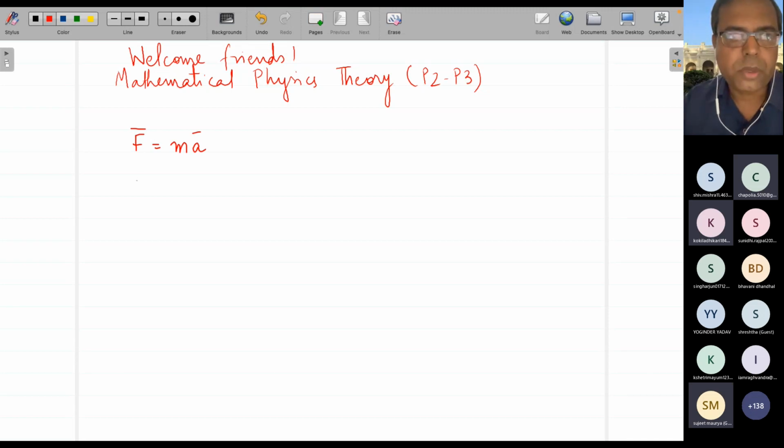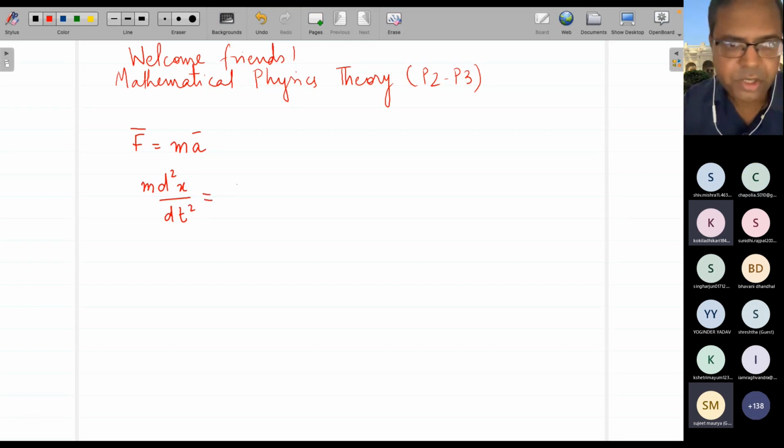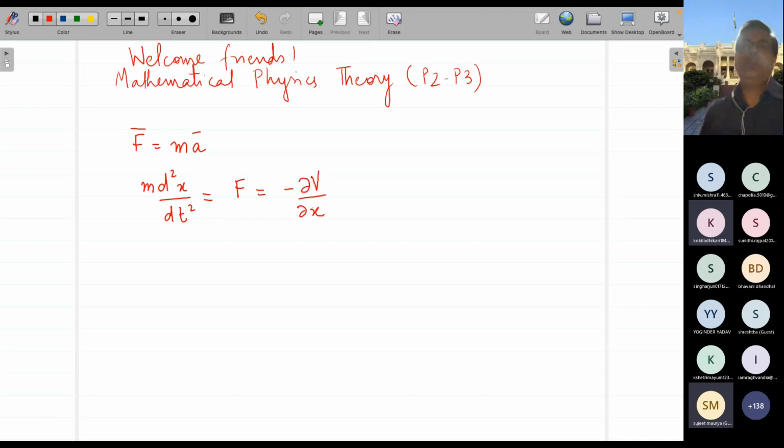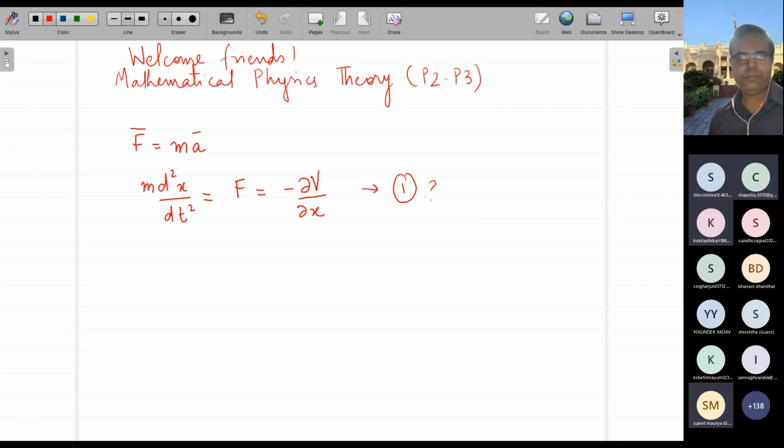We can also think about it in this way, in one dimension: m d²x/dt², where d²x/dt² is the acceleration in one dimension, is equal to the force applied, which can also be equated to the rate of change of the potential energy. As soon as you look at this, what does this equation tell you? It is a differential equation of second order, and first order in the potential.